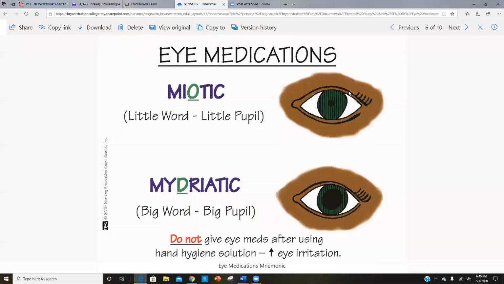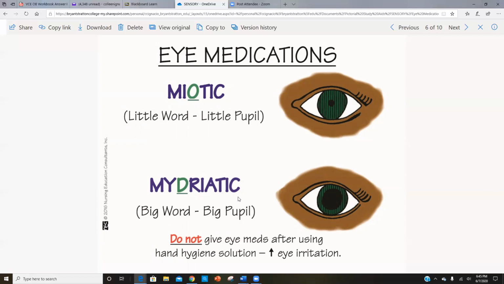Now let's talk about the eye medications. So this pictorial is showing you myotic, so it's little word, so little pupil. So it will actually cause the pupils to constrict. And then mydriatic is big word, big pupil, is going to cause the pupils to actually dilate, okay?